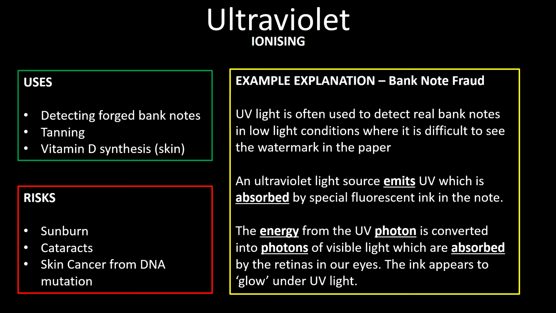So what the special fluorescent ink in the banknote does is it absorbs the energy from the UV photon and then converts that into photons of visible light. So it takes the large chunk of energy from the ultraviolet photon and splits it into smaller packets of energy that are visible light photons. And then we can see those by absorbing them in our retinas again. So the ink appears to glow, but only when you put it under the ultraviolet light. And it's very difficult to make that ink and to put it into the banknote in the right way, so forgeries can be easily detected.